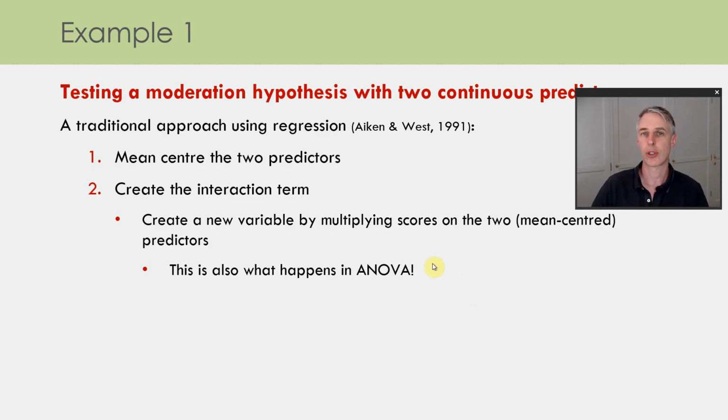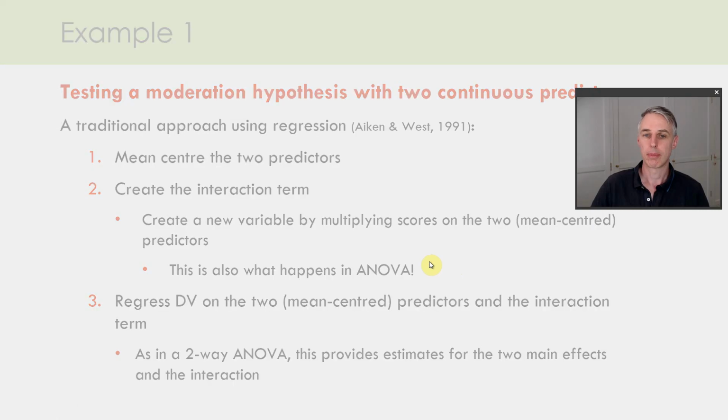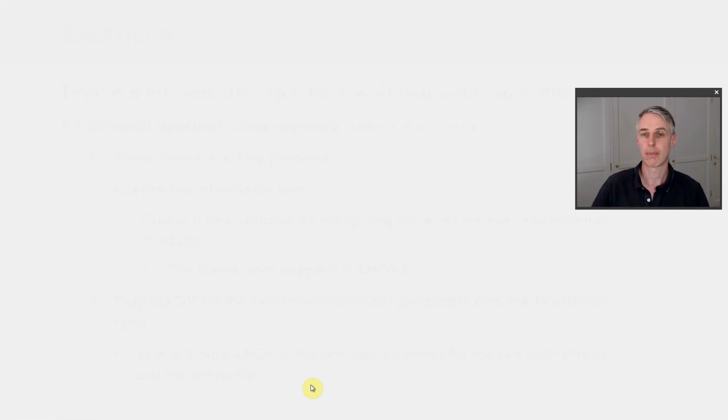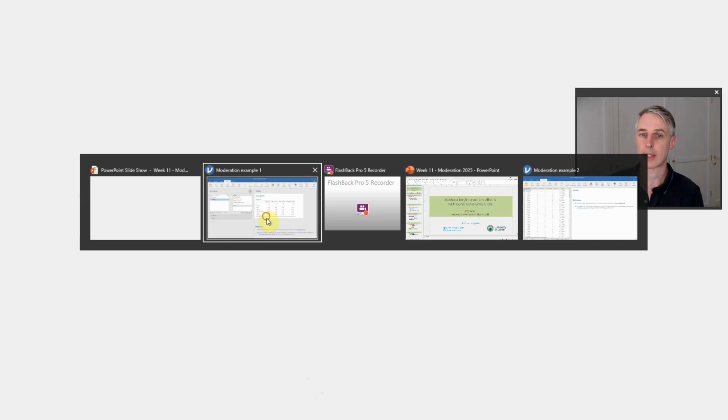in analysis of variance. Okay, then, we simply run a regression analysis, a regression model, in which we regress the outcome variable on the two mean-centered predictors and the interaction term. Now that is exactly the equivalent of a two-way analysis of variance. It will provide you three estimates. It'll give you tests of the two main effects of those predictors and the interaction between them. So let's run through that in practice.